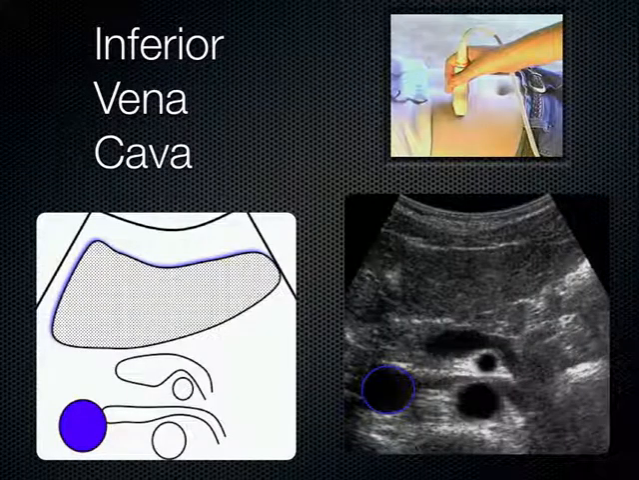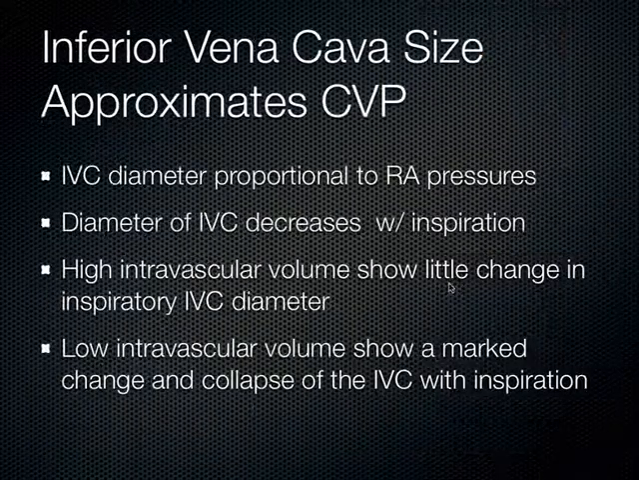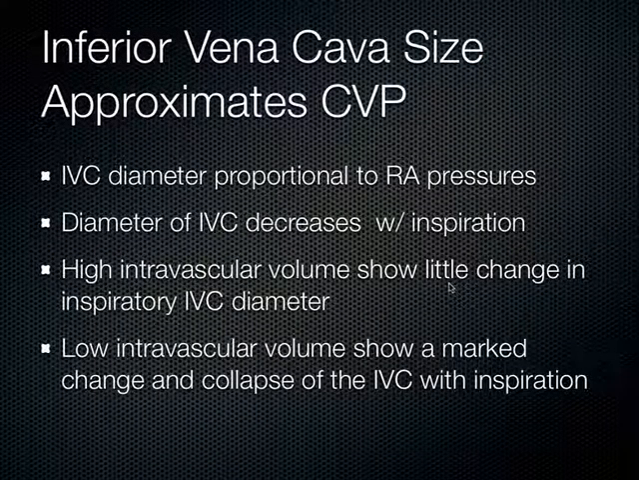And here, once again, in transverse plane, we see the IVC here, aorta, left renal vein, SMA, splenic vein, pancreas, liver. Now, the IVC is important because it's a non-invasive way to estimate the pressure in the right atrium. And this becomes important when you're trying to determine a patient's volume status or fluid status.